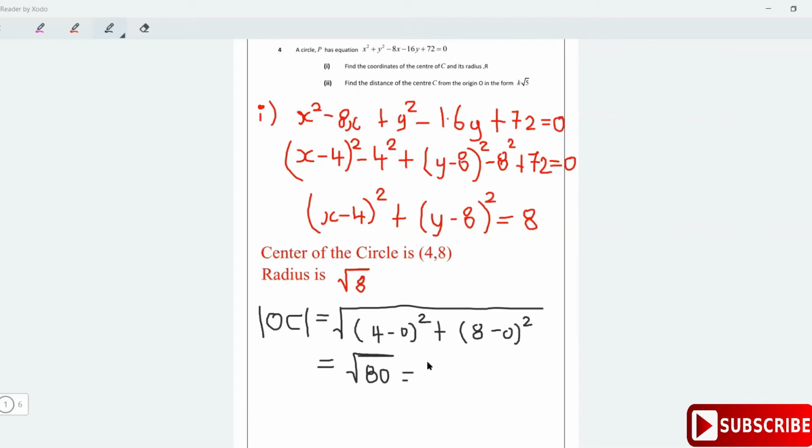So we're going to break up root 80 as the root of 16 multiplied by the root of 5. But the root of 16 is 4. So the distance from O to C is 4 root 5, which is approximately 8.94 in decimal. But just to give it in the form that they wanted, it is 4 root 5. So the distance from the origin to the center is 4 root 5.